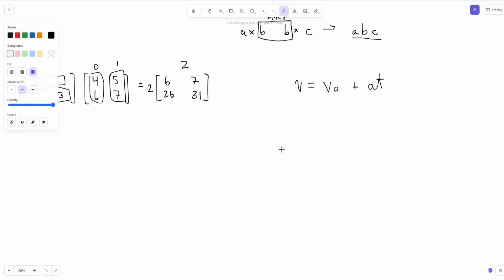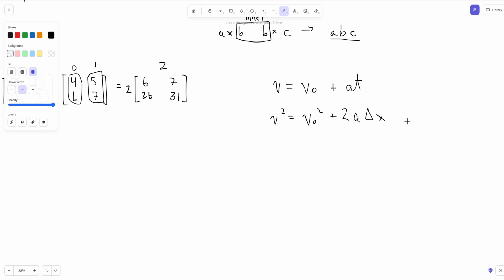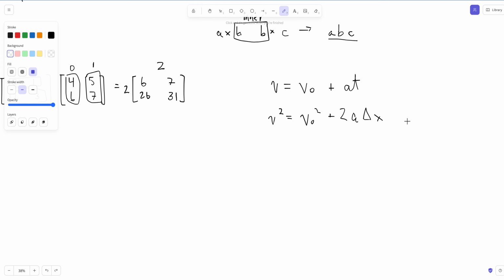And I'm going to pull out a different equation, which is our final velocity squared is equal to our initial velocity squared plus 2 times acceleration times our displacement in x. So what I want to do now is construct a neural network diagram from the following equations, and then show you how we can convert that diagram into a matrix multiplication.